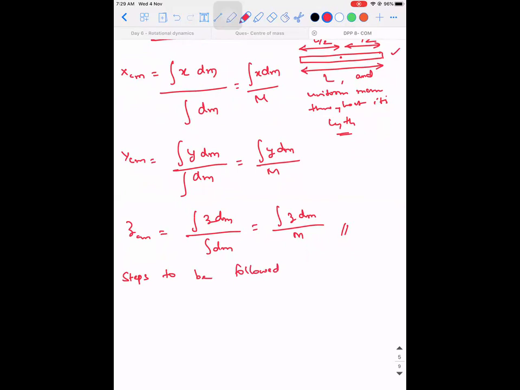Steps to be followed to calculate center of mass of extended object. Whatever steps I'm going to give here, you can follow the same steps throughout physics, wherever you need to do integration. The only difference is that in this case it is about center of mass; in other cases, you just replace them with the respective formula in that context.